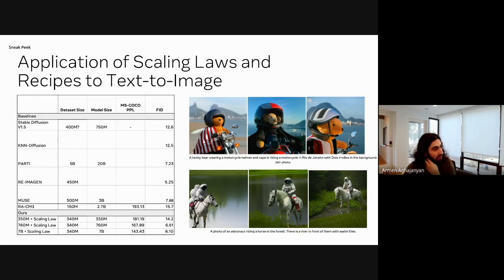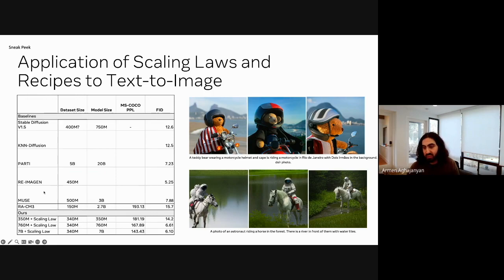Cool. Okay, so one thing that we tried out is we said, okay, we have these very nice scaling laws for text and image. Can we retrain one of our models to fundamentally improve the training? And so we picked some previous work, which was done by one of our interns here, called Retrieval Augmented CM3. You can think of this as DALL-E 1, but with retrieval augmentation.